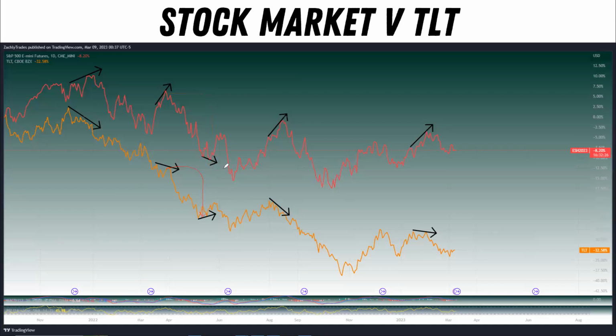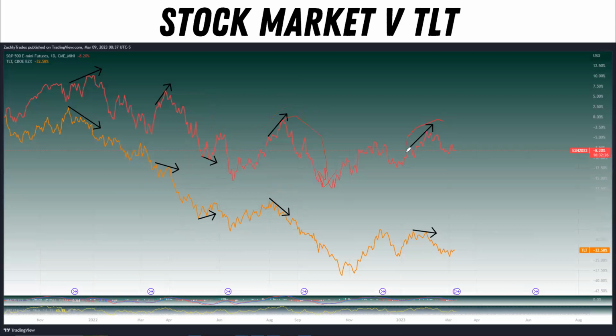Now, it also works in the opposite direction as well. We have higher lows on TLT, but we have lower lows on the S&P 500, and then the S&P follows TLT, and we see a nice move to the upside, right? And then back over here, higher highs, lower highs, S&P follows.